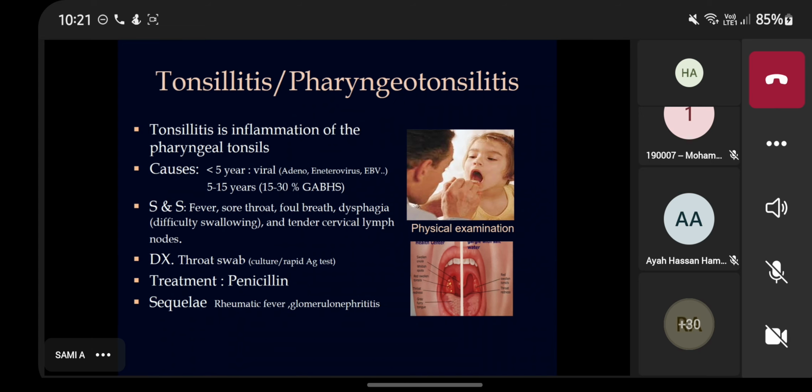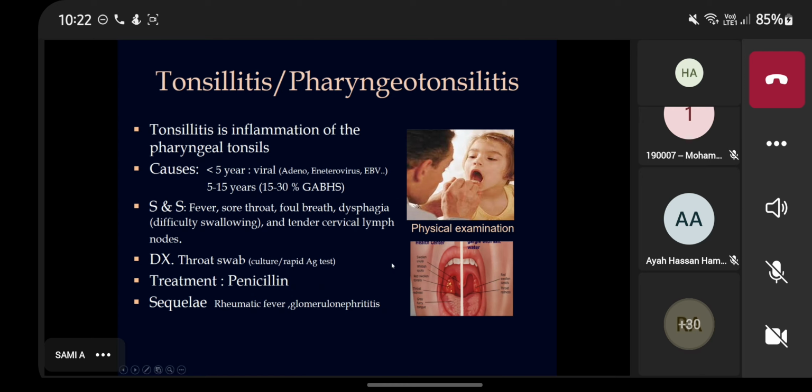Now, moving to tonsillitis, or pharyngeal tonsillitis. By definition, tonsillitis is an inflammation of the pharyngeal tonsil. In young children, it's usually viral in origin. However, in older children, about 1/3 of these children may have group A beta hemolytic strep. These children usually present with fever and sore throat. They have dysphagia, and they have tender anterior cervical lymph nodes. And again, when you look at the tonsil, it is quite red, and you can see pus follicles.